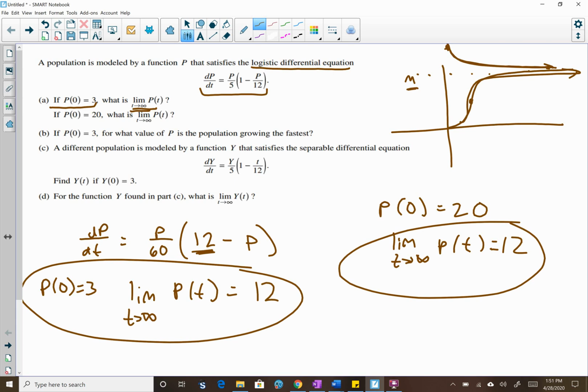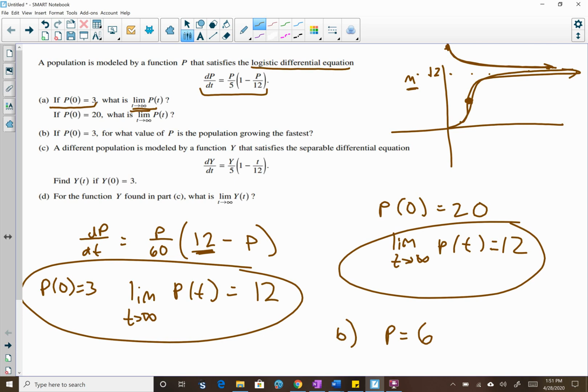Part B, for what value of P is the population growing the fastest? Well, again, 1 point here. A lot of people didn't necessarily get it because they thought it was a trick. We found that the carrying capacity was 12, and we know that at that halfway point, that's when it's going to grow the fastest. So when P is 6, that's when it's going to grow the fastest.